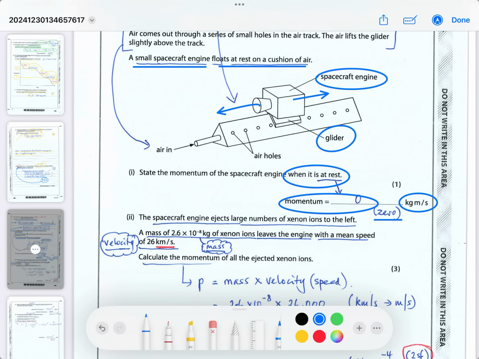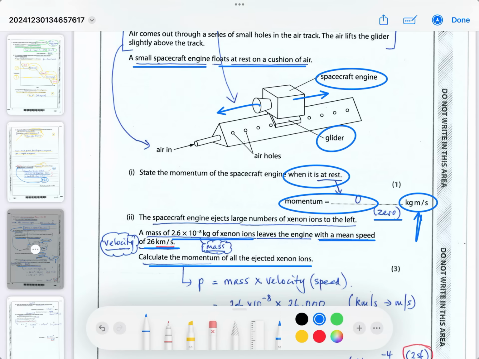And it then says a mass of 2.6 times 10 to the minus 24 kilograms of xenon ions leaves the engine with a mean speed, so you could say the velocity or the speed is on average around 26 kilometers per second. So we know the mass and we know the velocity, which is what we were looking at before when we talk about momentum.